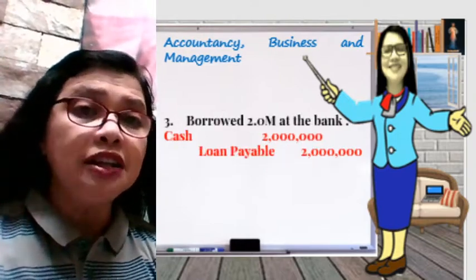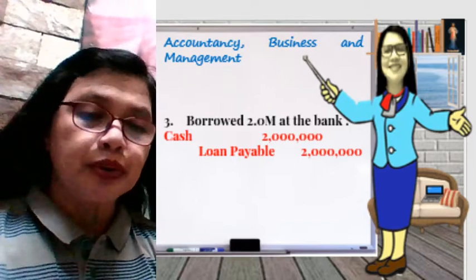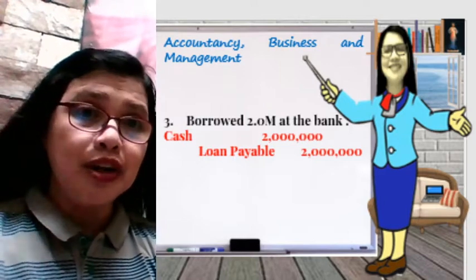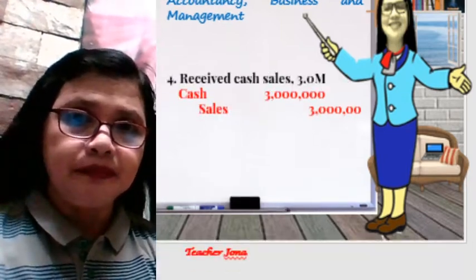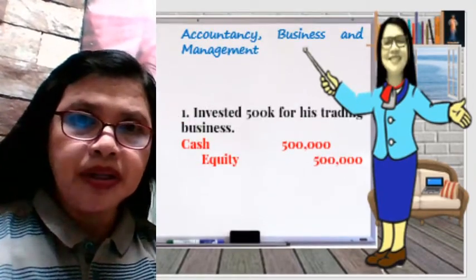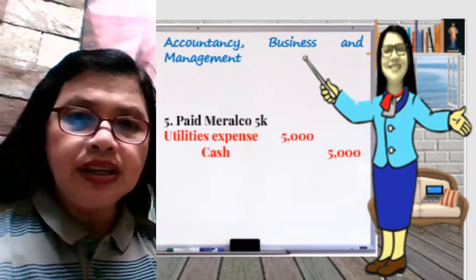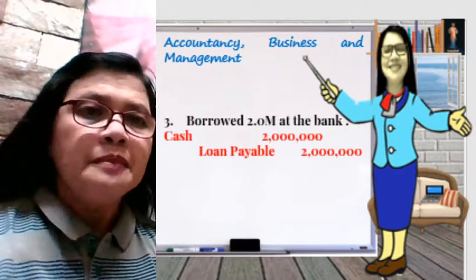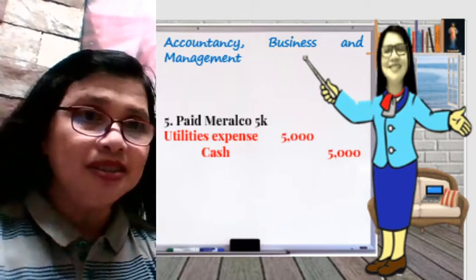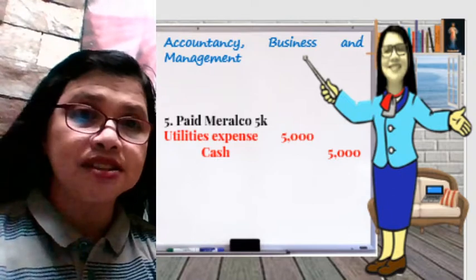Then borrowed 2 million at the bank. Okay, so when we borrow money, we receive cash loan proceeds. So debit cash as part of the loan, credit loan payable to the bank 2 million. Next we have paid utilities or Meralco bill, 5,000. So, debit expense account. That is again a cash transaction, a disbursement of cash.